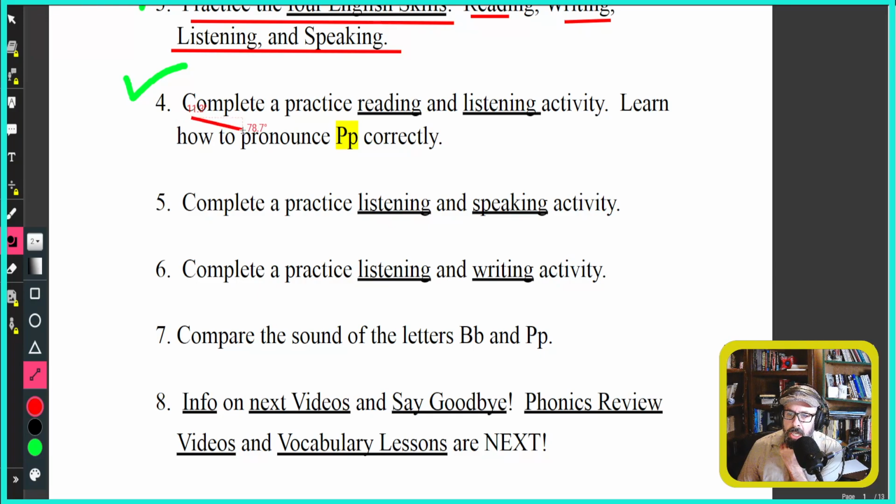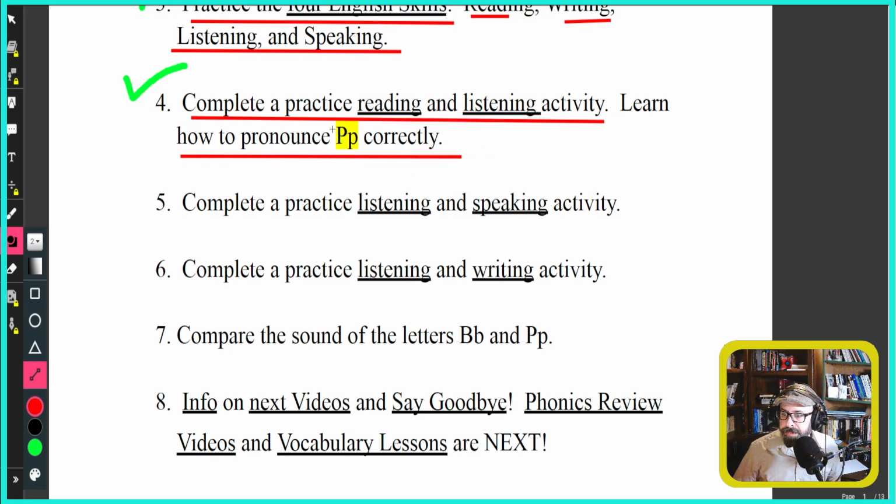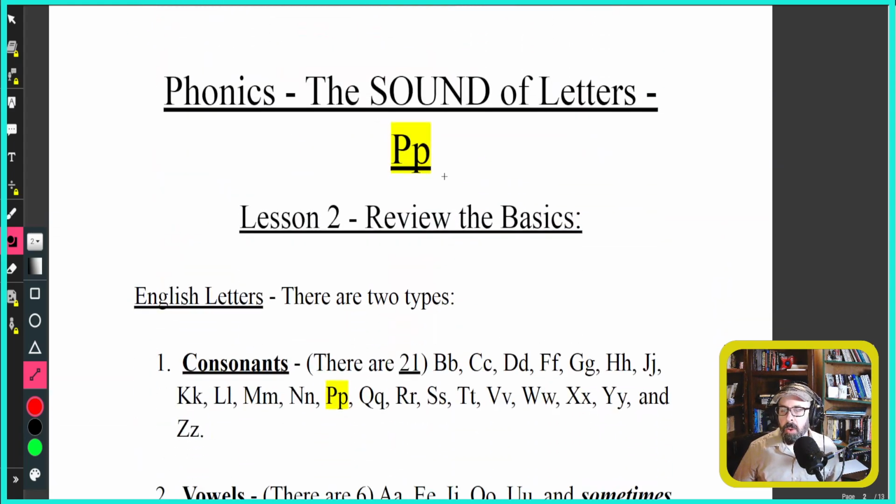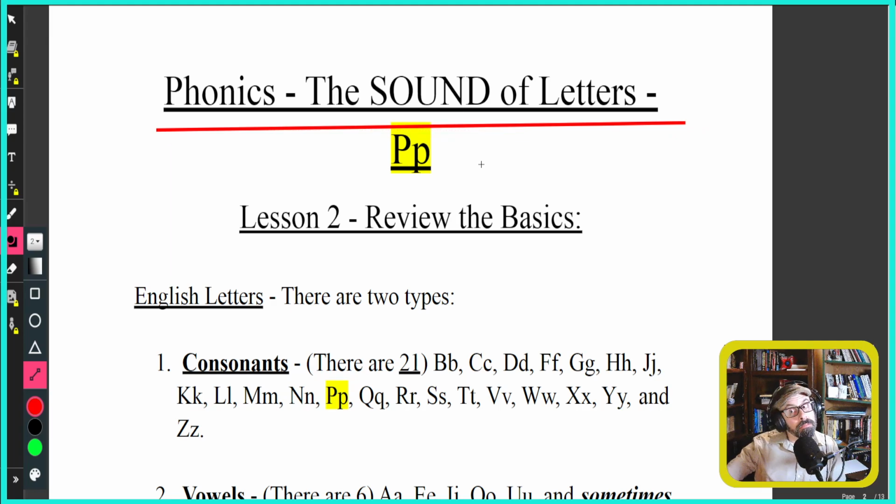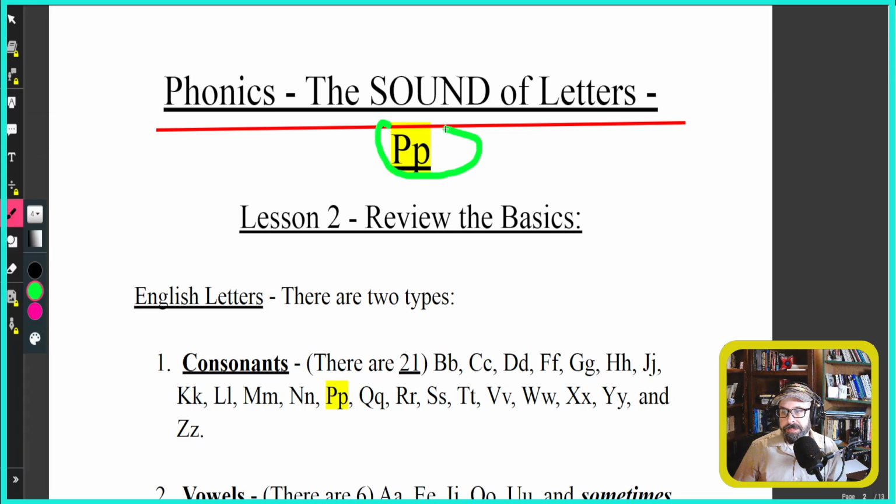Okay. So we're going to complete a practice reading and listening activity. Read and listen. Letter P. Let's go. Let's start. Okay, phonics. What is phonics? Correct answer, the sound of letters. Okay, letter P today.